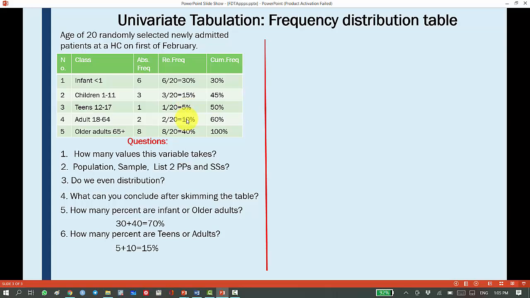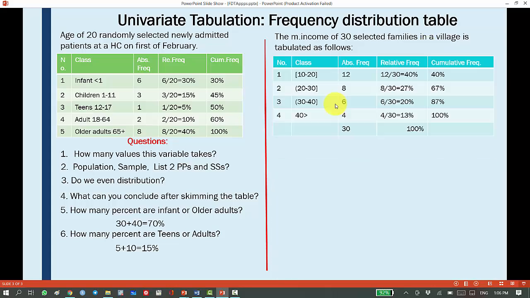The next example is concerning the monthly income of 30 families who are living in a village. The frequency distribution table of the monthly income of these 30 families in this village is given here. We have 10,000 to 20,000, 12 families, then 20 to 30, 30 to 40, and more than 40. Percentages are given in the relative frequency column, and cumulative frequencies are given here.